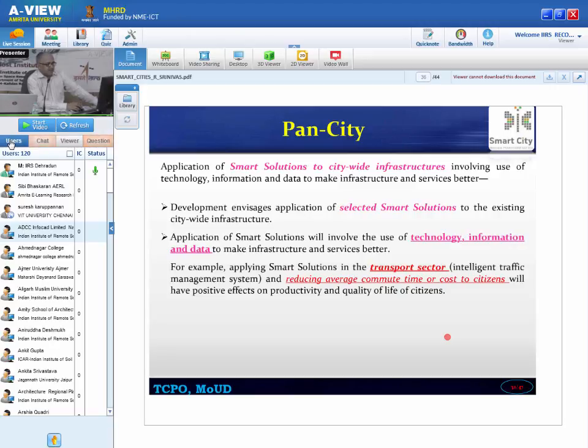Now, Pan City needs application of smart solutions to citywide infrastructure. Development envisages application of selected smart solutions to the existing citywide infrastructure. You need to use technology-informed data to make infrastructure and services better. For example, applying smart solutions in the transport sector, intelligent traffic management systems, and reducing average commute time or cost to citizens will have positive effects on productivity and quality of life. This is one of the smart solutions it could be.